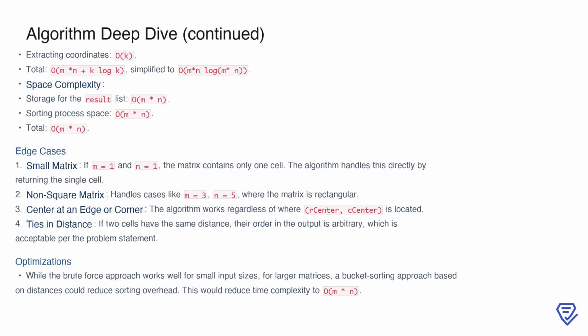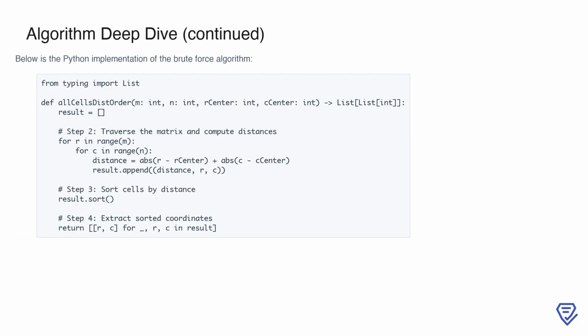This algorithm also handles various edge cases seamlessly. For example, it works correctly for a matrix with only one cell, non-square matrices, and cases where the center is on the edge or corner. If two cells have the same distance, their relative order in the output is arbitrary, as allowed by the problem. For larger matrices, an alternative optimization using bucket sorting could eliminate the need for sorting, reducing the time complexity to O(m*n). Here's the Python implementation of the brute force algorithm we've just discussed.